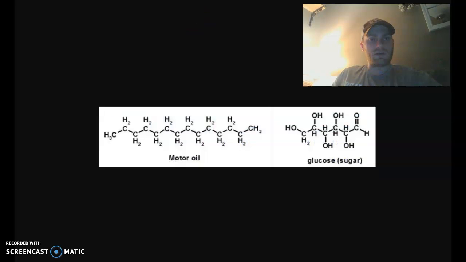Another example we can see is here when we look at a hydrophobic motor oil molecule, and then a hydrophilic sugar glucose molecule. You can see how all the electrons are shared equally between the carbon and the hydrogens in the oil. They create these long chains, and then in the hydrophilic glucose, you can see how the electrons are not shared equally, allowing the glucose molecule to attach to the H2O.